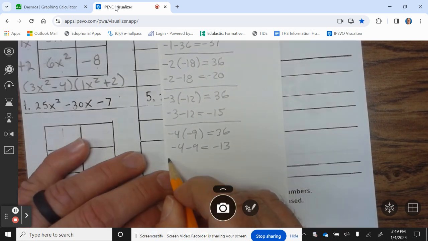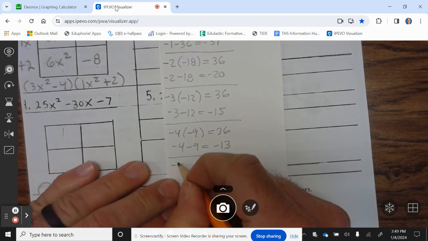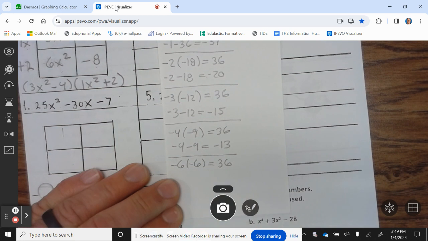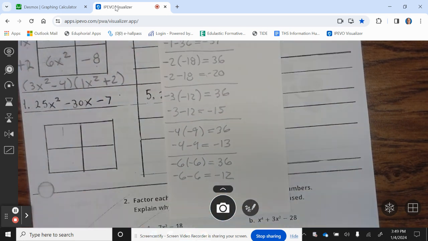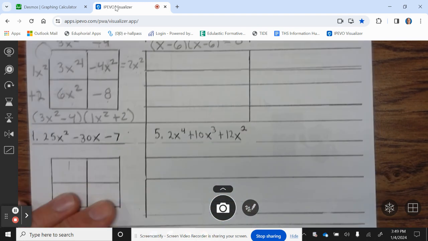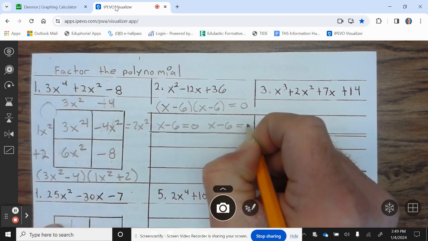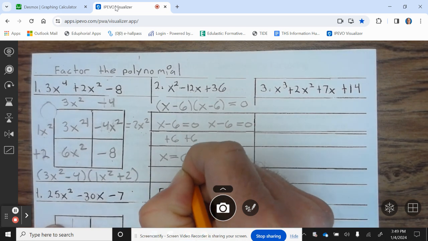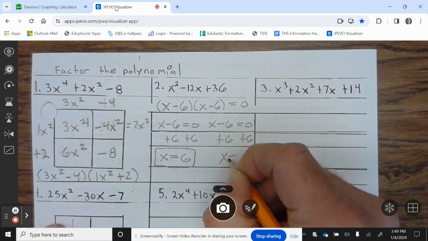Let's try another combination. Negative 5 doesn't work. Negative 6 times negative 6 is 36. Negative 6 minus 6 is negative 12. That works. So our factors are x minus 6, x minus 6. So x minus 6 equal to 0, x minus 6 equal to 0. So add 6 to both sides, x equals 6. Add 6 to both sides, x equals 6.